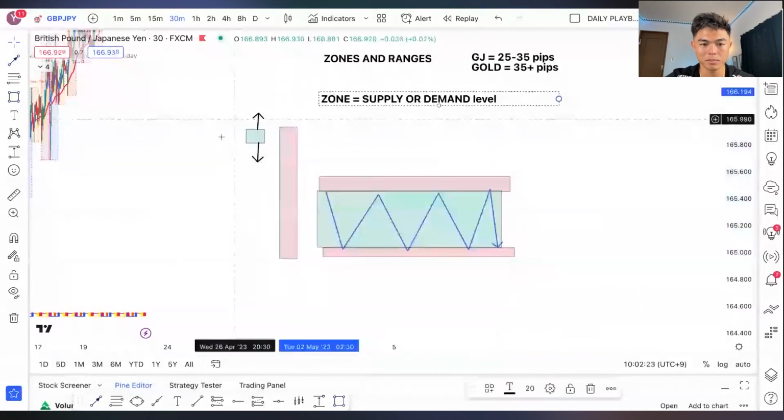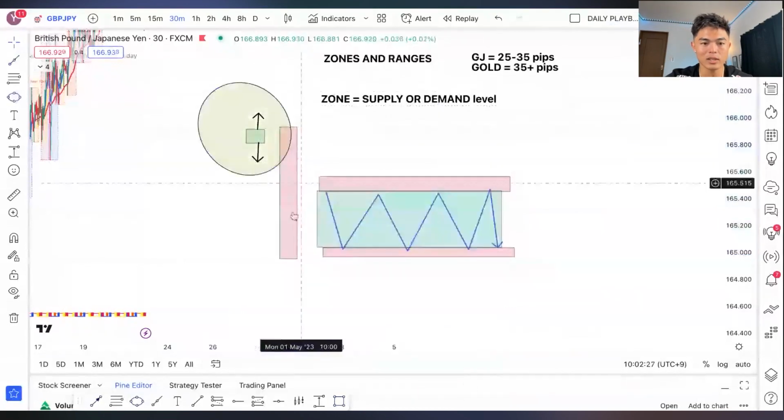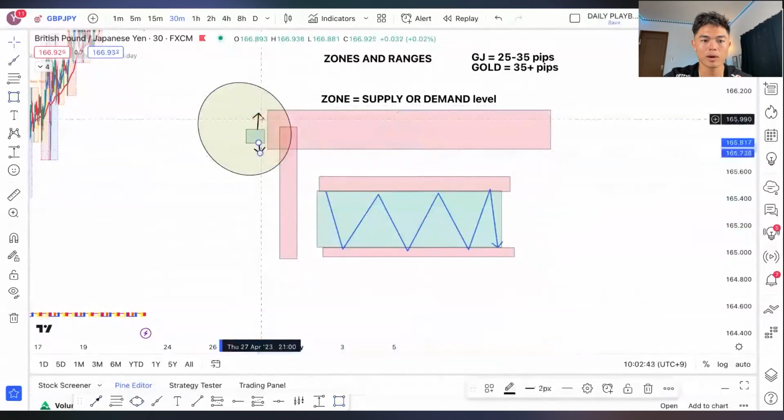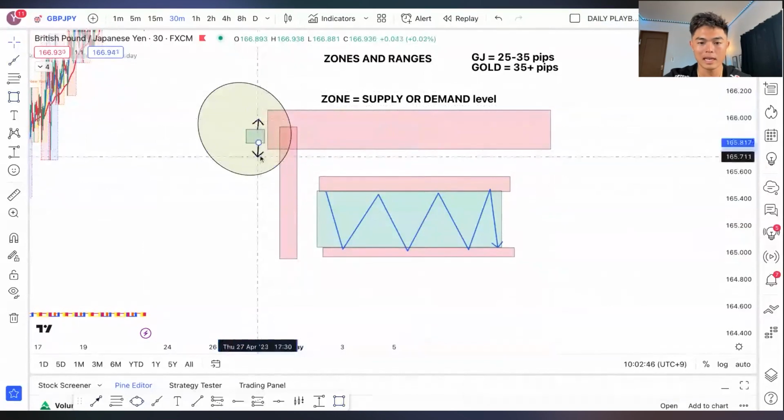this level of supply. Once you've identified it, what I usually like to do is mark my supply level with the height of that candle. This candle is a little bit too big right now, so let's make it a little bit smaller for example purposes. So we want to grab the height of that candle, and that is our supply.